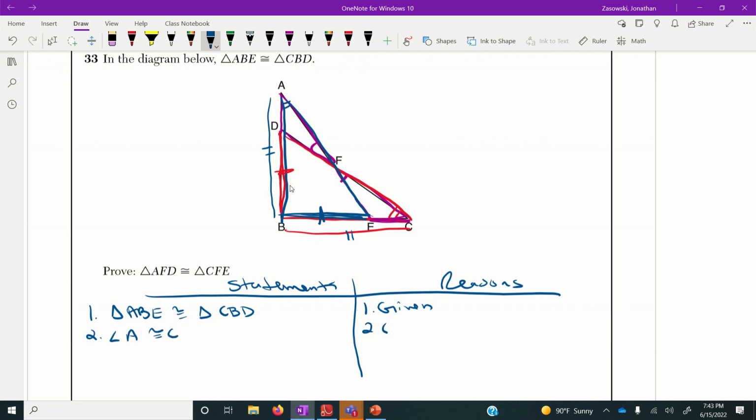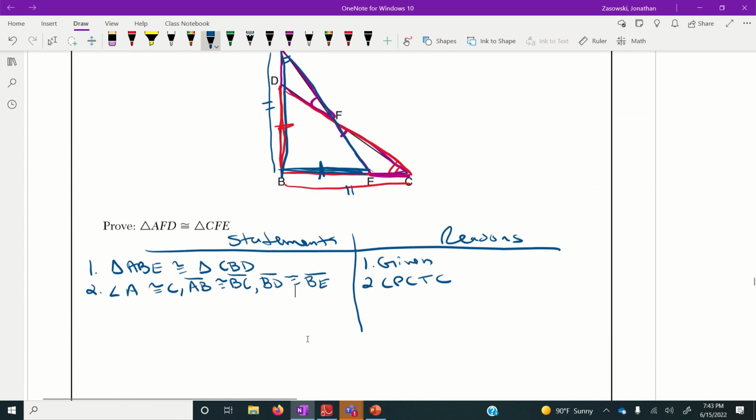And that is by CPCTC. Now, the other two things we want to use for CPCTC are the entire side length here. So that's AB. And then this entire side length, BC. And this smaller segment, BD. And this smaller segment, BE. Now, if you added more than one CPCTC step, like you added one for these, that's totally fine, just as long as you have a statement for each one of those, or one big statement putting them all together.